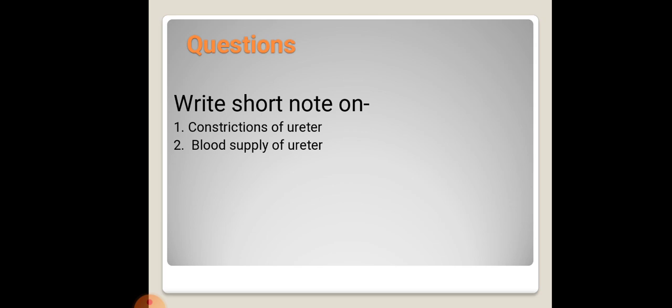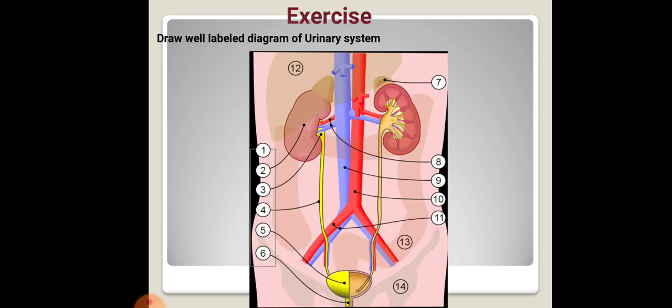Now the questions regarding this topic. These include: write a short note on constrictions of the ureter. It is a very important question. In this you have to draw a diagram also, along with mentioning the constrictions, that is the narrowings. Next is the blood supply of the ureter. It is a very important question regarding your viva and practical examination. What are the arteries which are supplying the ureter?